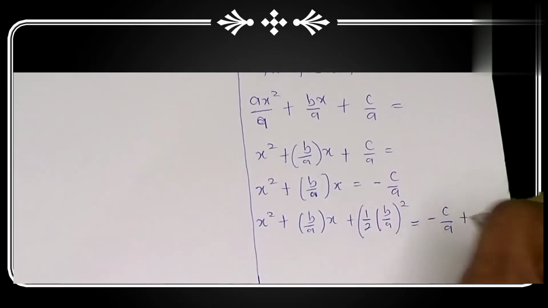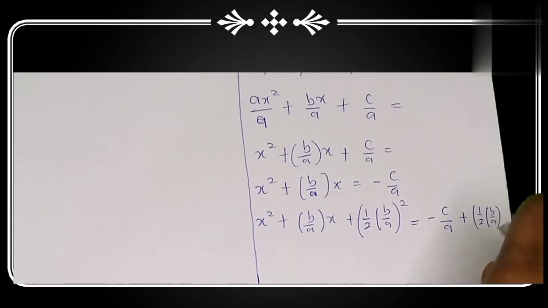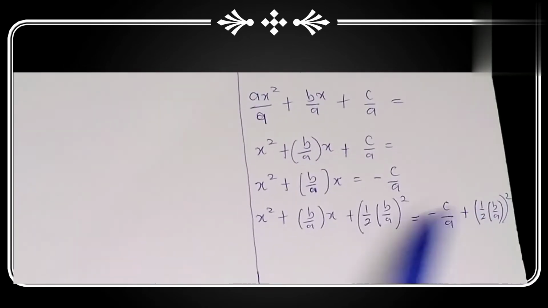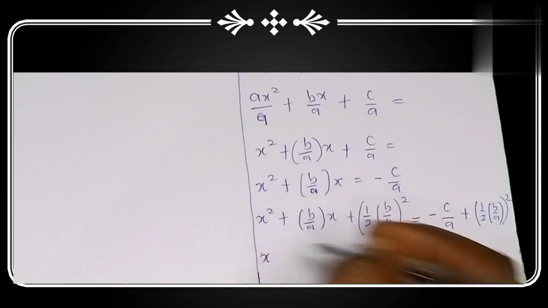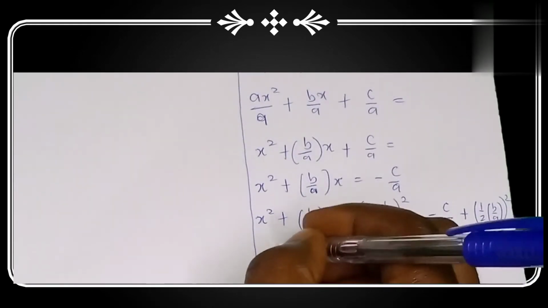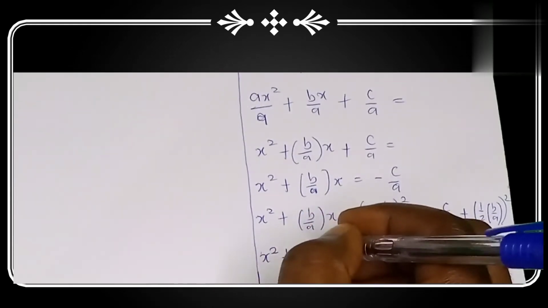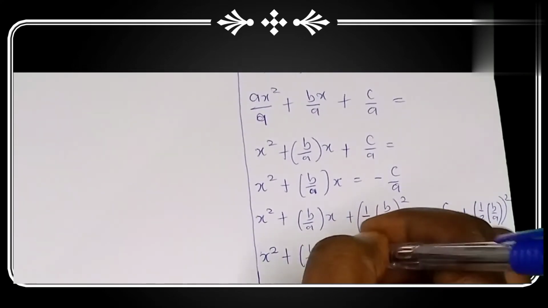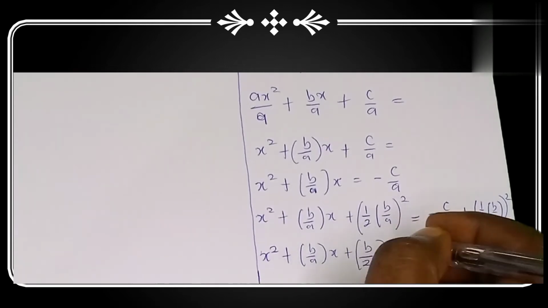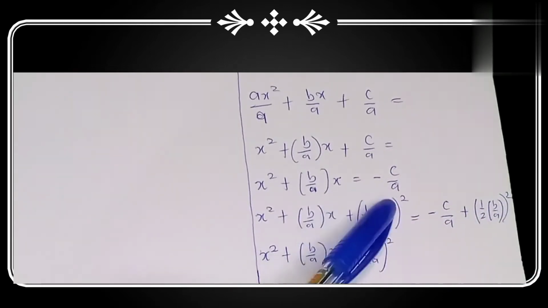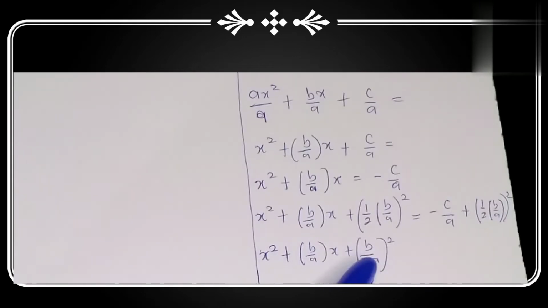So let's balance the equation by putting the same thing on this side of the equation: 1 over 2 into b over a, all squared. So it balances out. Now we have x squared, and we want to express this in a simpler way: b over a x plus b over 2a, all squared. If you use 1 times b is b, 2 times a is 2a, then all squared.